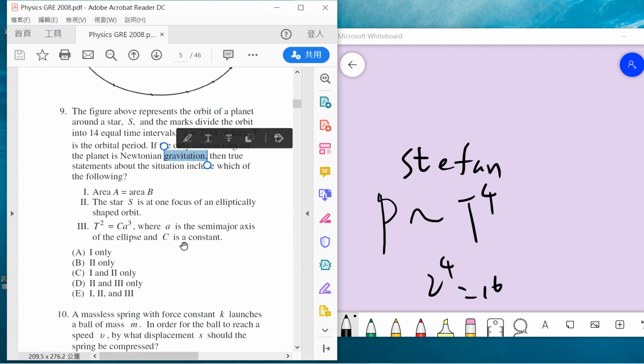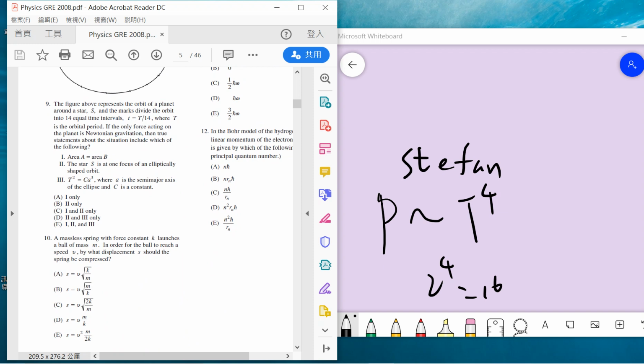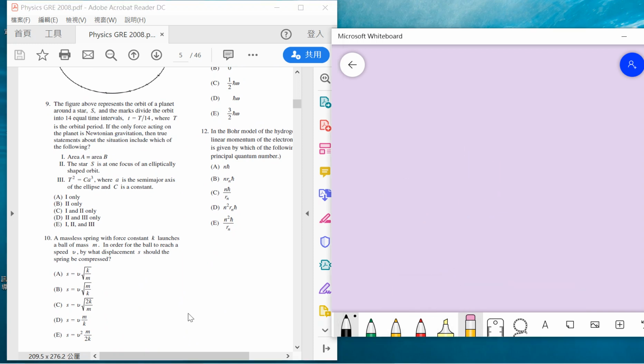Solving physics GRE is very different from solving math GRE. In math GRE, you need to think about each problem carefully and do the calculation. But in physics GRE, somehow you need to remember many formulas.